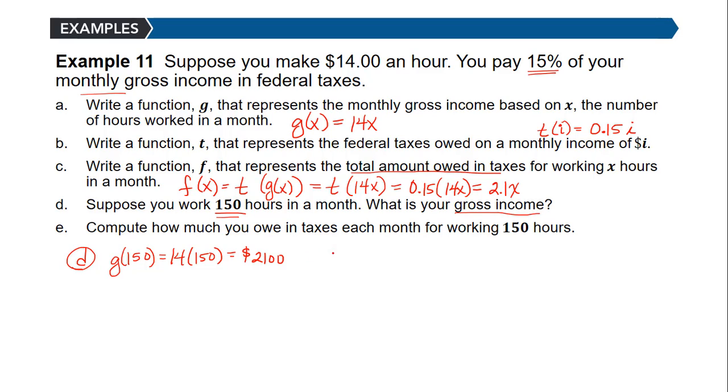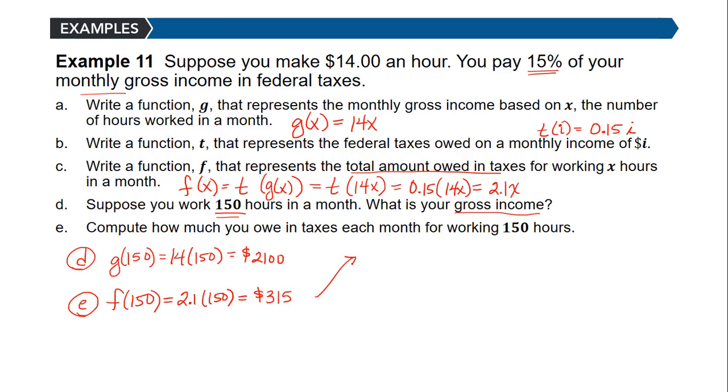Now compute how much you owe in taxes each month for working 150 hours. So there's two ways to do this. I could just find f of 150, right? Because f is a function that tells me how much do I owe in taxes for working x hours. So I could compute f of 150, which is 2.1 times 150, which is $315.